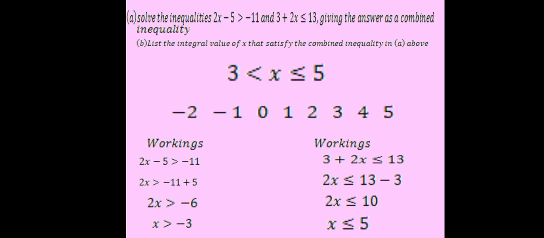Solve the inequalities. 2x minus 5 is greater than negative 11, and 3 plus 2x is less or equal to 13, giving the answer as a combined inequality. So we shall solve the first part first. You can see the workings are solved. If we solve the first part first, we see that x is greater than negative 3. Now if we solve the other part, we find that x is less or equal to 5.